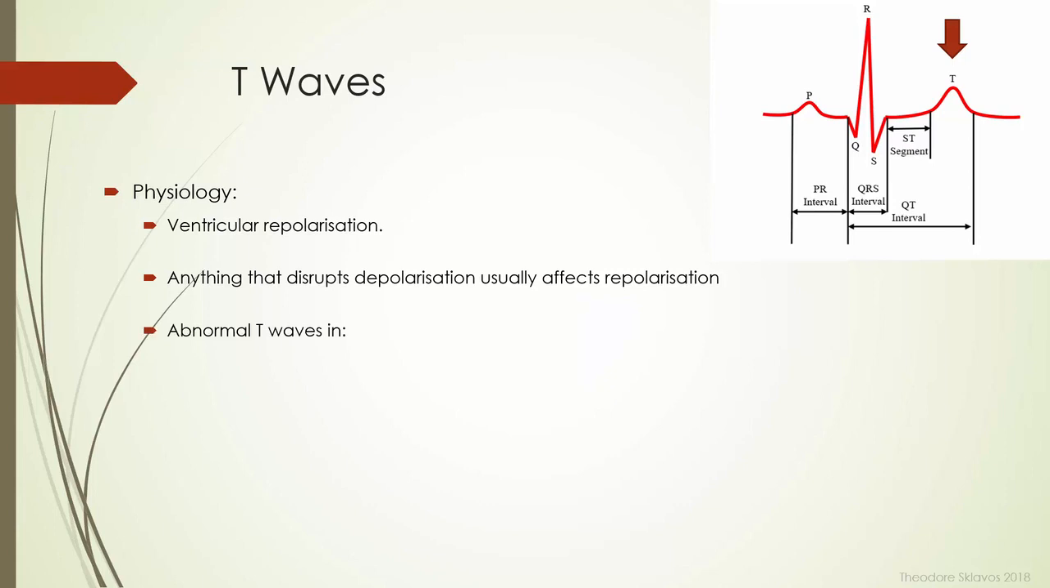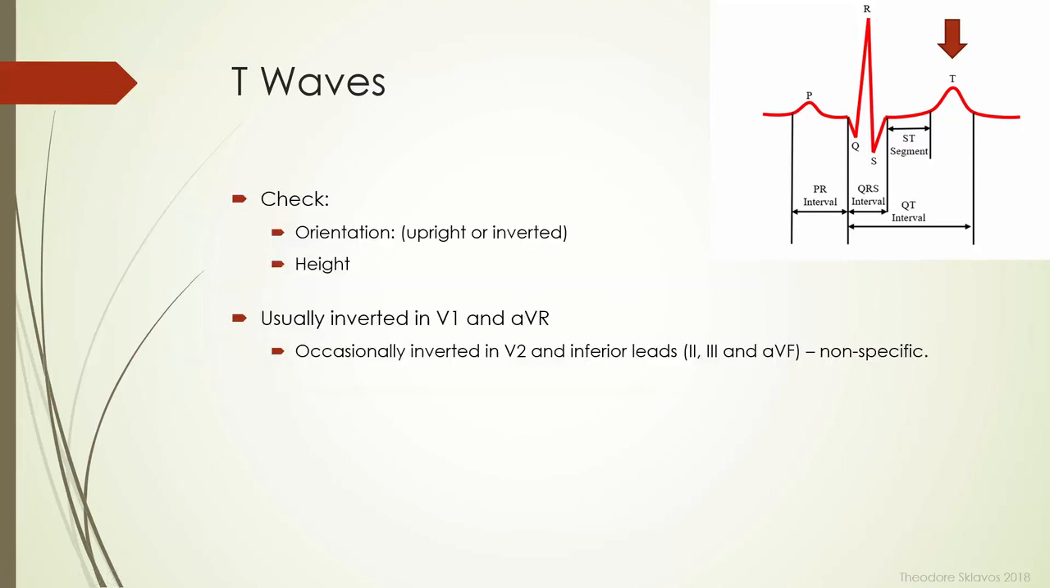Alright, but of course things you have to consider, ischemia. Alright, that's always going to be the first thing that comes to mind. But there are other things that can cause it as well, so bundle branch blocks, hypertrophy, any prolonged QRS complex can cause an abnormal T-wave. So when you're looking at the ECG, what I need you to check, the orientation. Are the T waves upright or are they inverted?